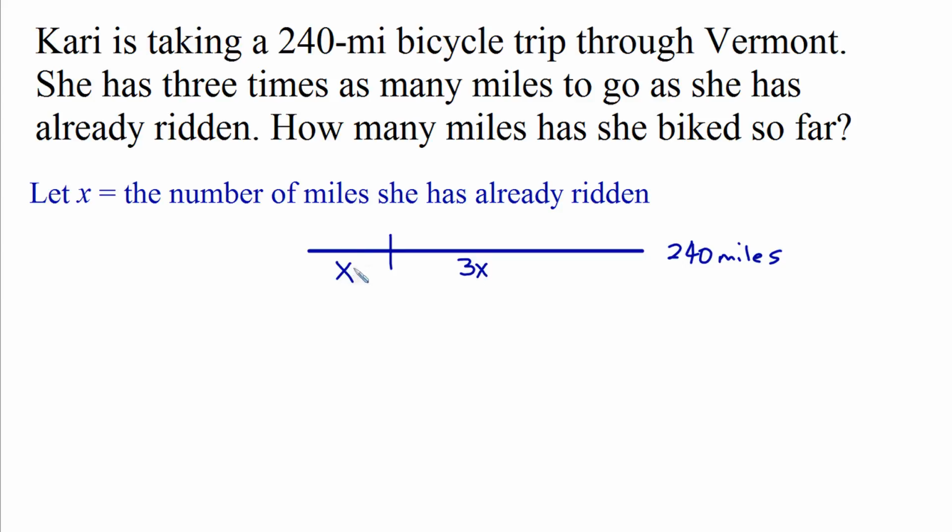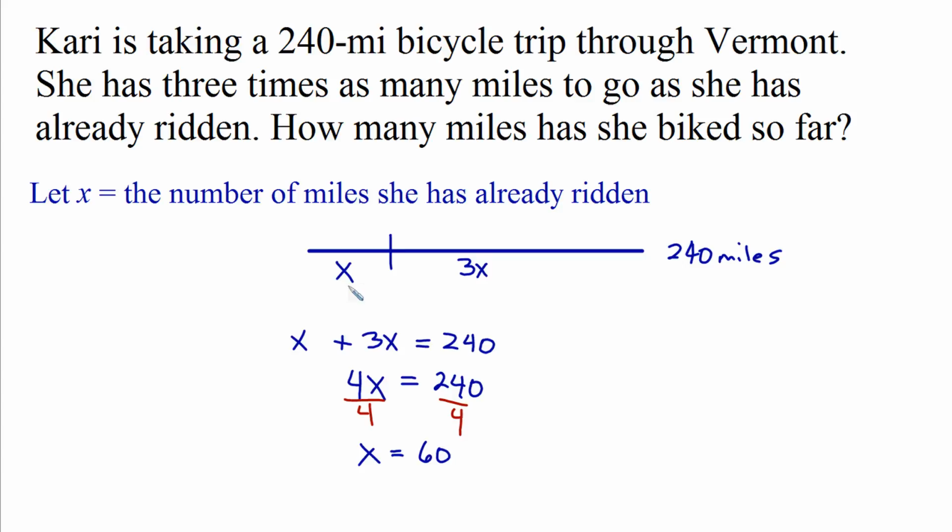So together, the part she's already ridden, which is x, plus the part she has left to ride, which is 3x, equals the total of 240 miles. So this will be our equation to solve. Well, on the left we have like terms. We have x plus 3x, which gives us 4x is equal to 240. To isolate x, we need to divide both sides by 4. This gives us x is 60.